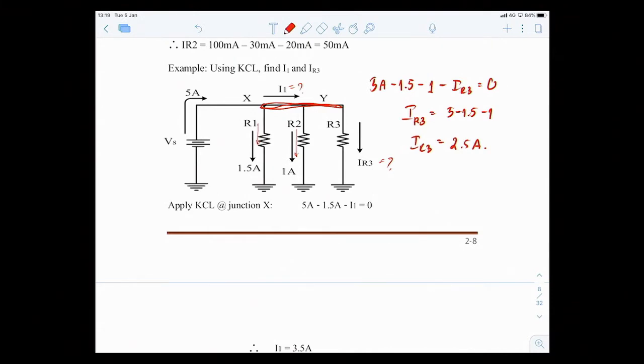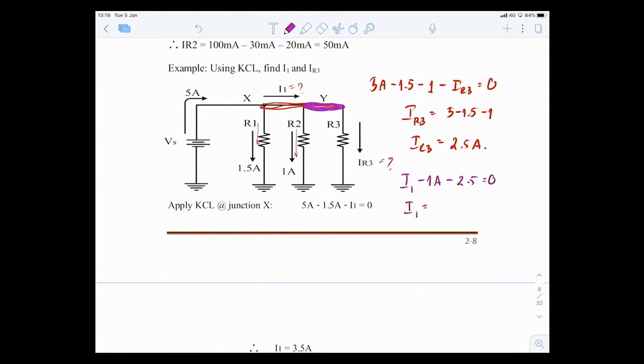You want to find I1. If you look simply at this node right here, node Y, I1 is entering, so I1 minus 1 amp minus IR3, which is 2.5, equal to 0.